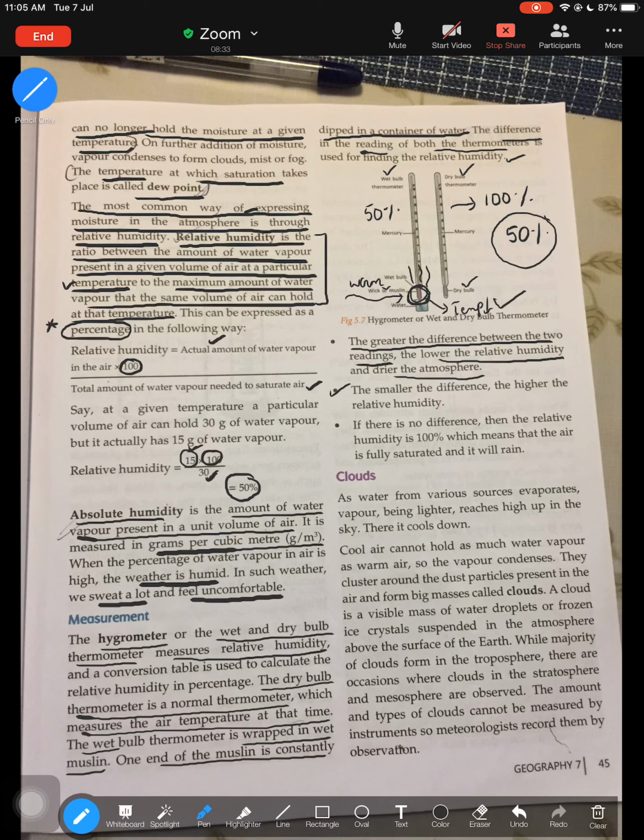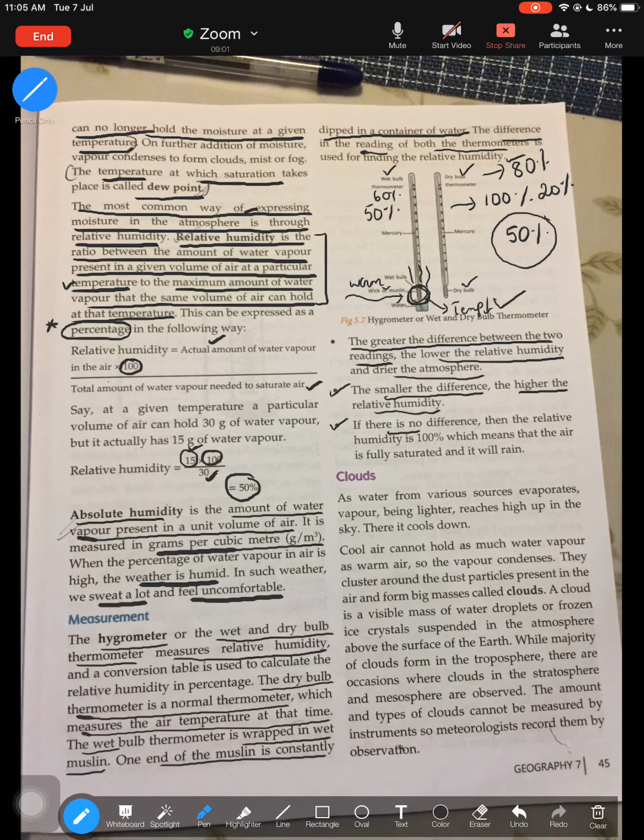Now the smaller the difference between the two. Let's say the dry bulb has given us a relative humidity of 80, whereas the wet bulb has given 60. So what is the difference? 80 minus 60 gives us 20, which is a very small difference. So the smaller the difference, the higher the relative humidity. It's just the opposite. Greater difference, low relative humidity. Smaller difference, higher relative humidity.